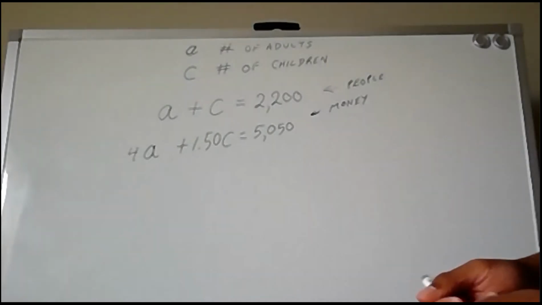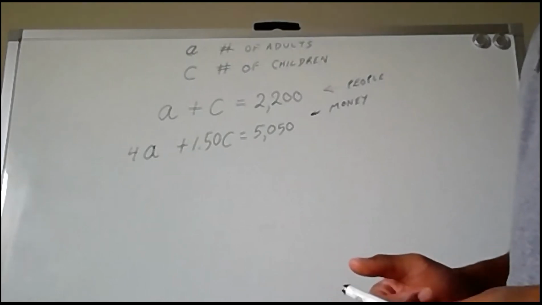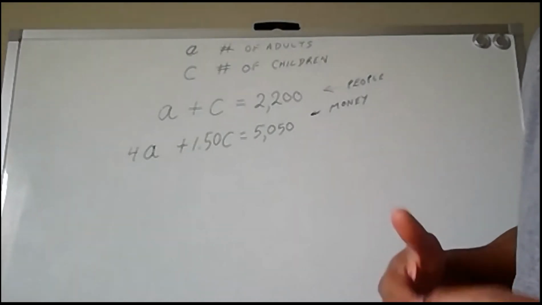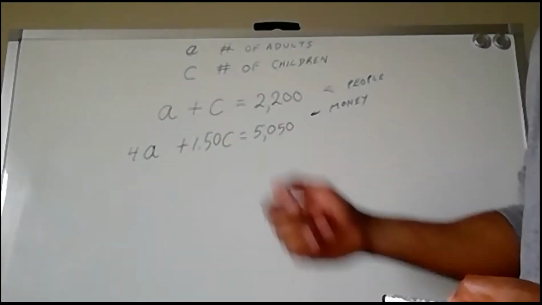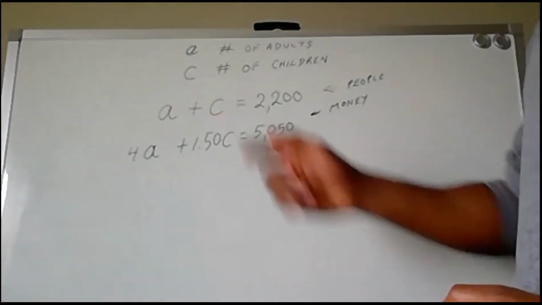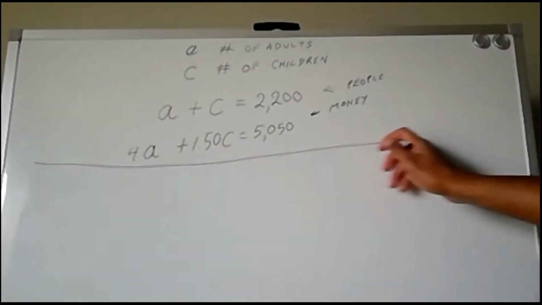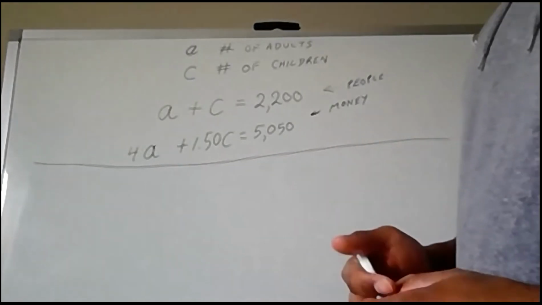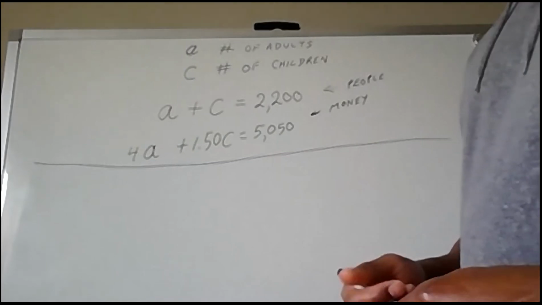The next thing I'm going to do is answer the question that was asked. The question is, how many adults and how many children are there? So I want to know what's A, and I want to know what's C. How many adults? How many children? So let's draw a line here, at the bottom.